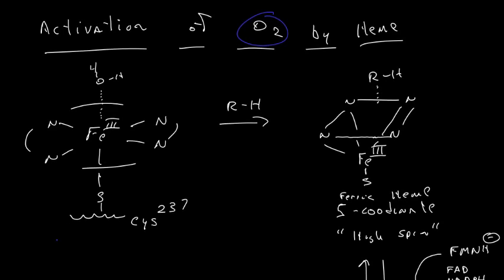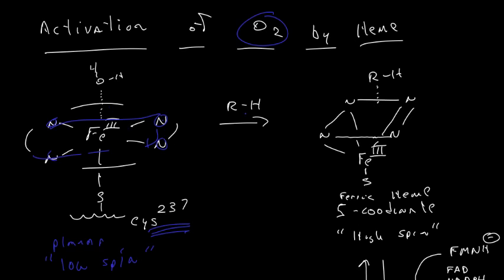Initially, HEME is planar. See this nitrogen here, here, here, and here, they're all in the same plane. It's like a parallelogram, but it's a planar low spin state. When we say low spin, we mean there's a minimal number of unpaired electrons. Initially, the HEME is attached to cysteine 237 on the P450 enzyme, and there's a water molecule that's coordinated to the top of the iron.